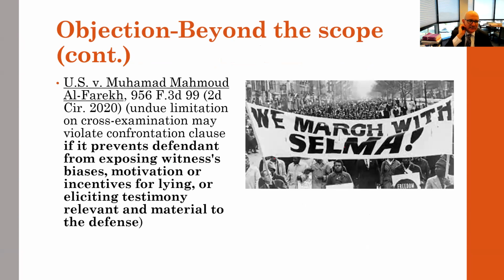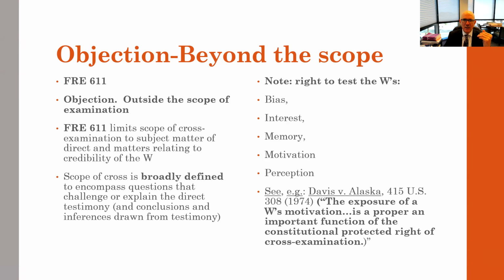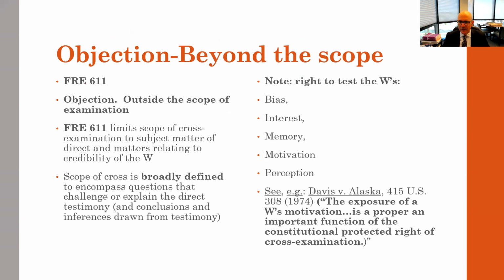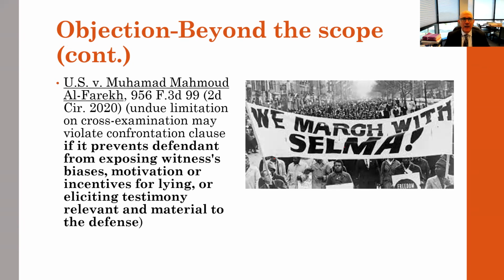Now, this is another case that is really good for our side. When the prosecution registers an objection to our examination that it is beyond the scope, this is a good case to talk about how an undue limitation on cross-examination violates the Confrontation Clause if it prevents the defendant from exposing bias, motive, incentive for lying, eliciting testimony, etc. This can be very helpful, especially when we're examining an informant. Again, this goes back to Davis versus Alaska, but this is a fairly recent Ninth Circuit case that gives us the right to test that witness to expose their bias, motivation, etc.